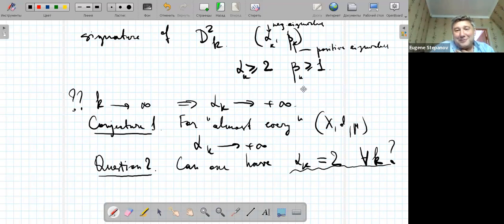That is, can you think about an infinite metric space? Let's say an infinite metric space such that you take triples, quadruples, quintuples of points and so on, consider the square distance matrix, and the number of negative eigenvalues is always 2. The number of positive eigenvalues grows.